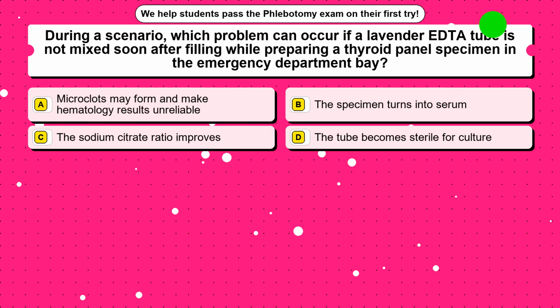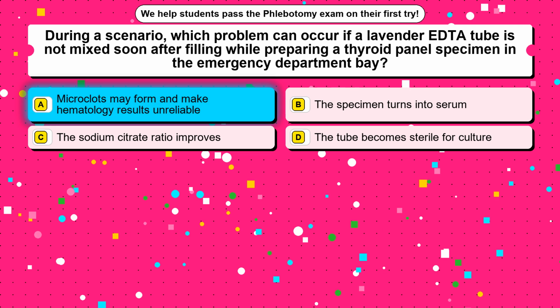Question 34. During a scenario, which problem can occur if a lavender EDTA tube is not mixed soon after filling while preparing a thyroid panel specimen in the emergency department bay? Option A. Microclots may form and make hematology results unreliable. Option B. The specimen turns into serum. Option C. The sodium citrate ratio improves. Option D. The tube becomes sterile for culture.